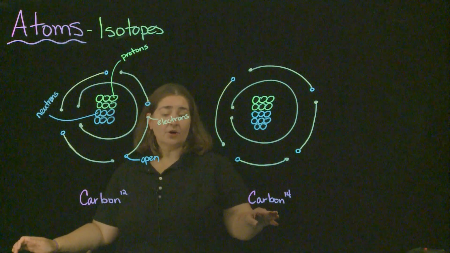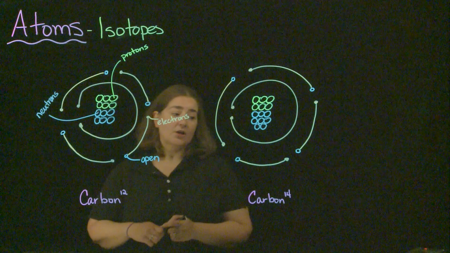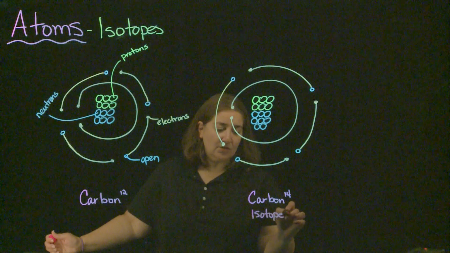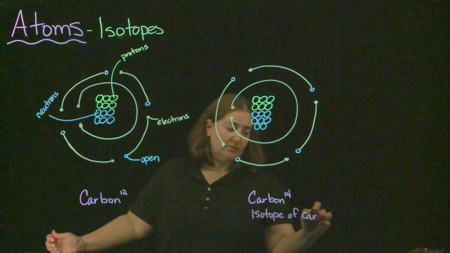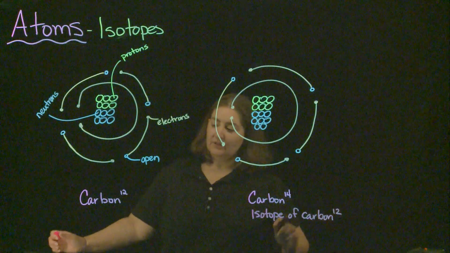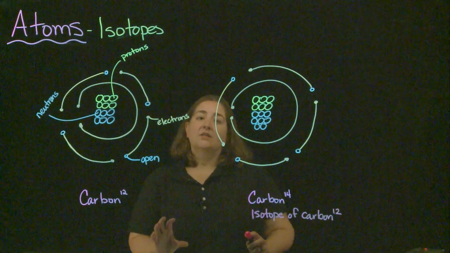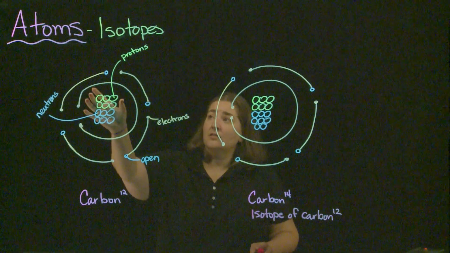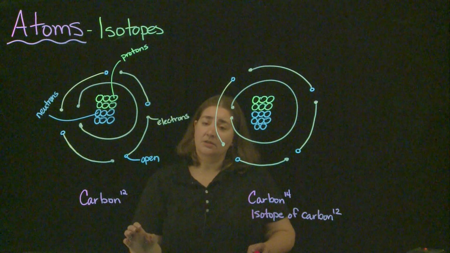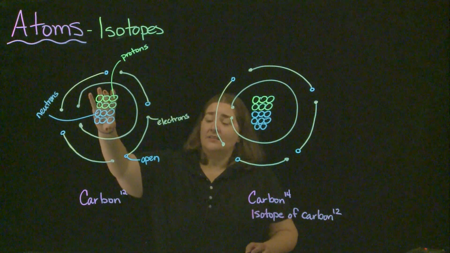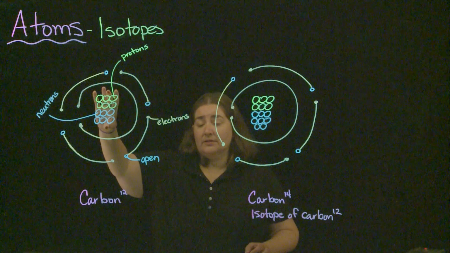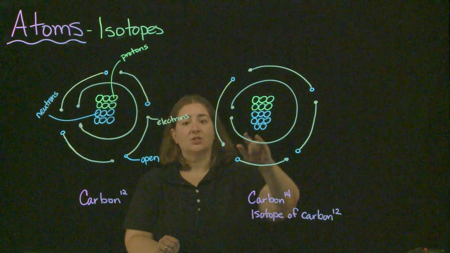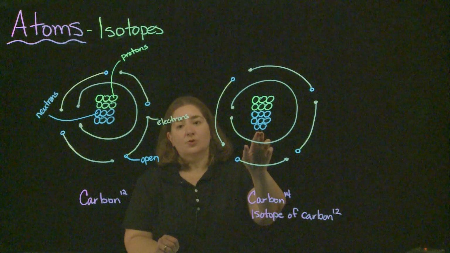Over here I have carbon 14. Carbon 14 is an isotope of carbon 12. Carbon naturally wants to exist as carbon 12. You've got a balanced number of protons and neutrons in the nucleus, and that allows it to be a stable nucleus. With carbon 14, we have the addition of 2 additional neutrons.